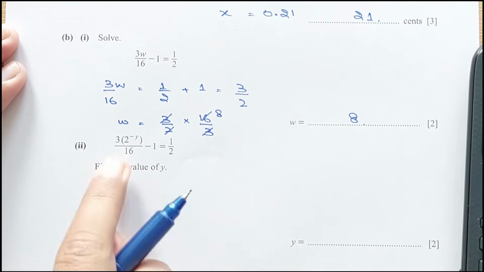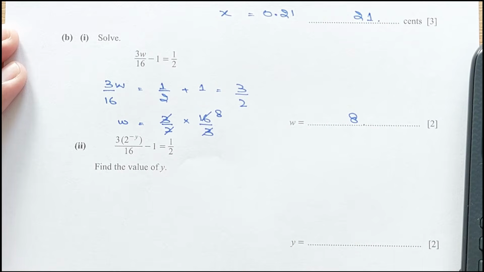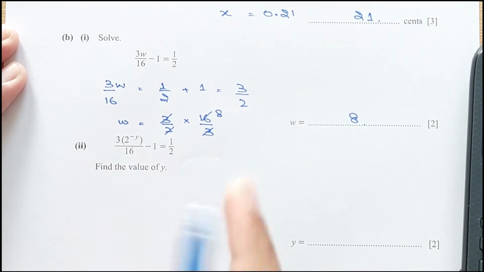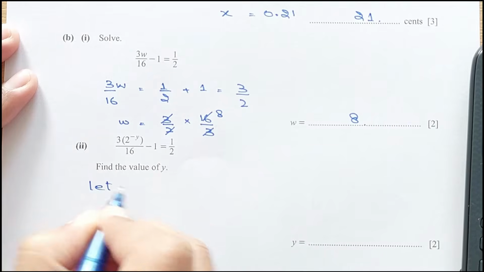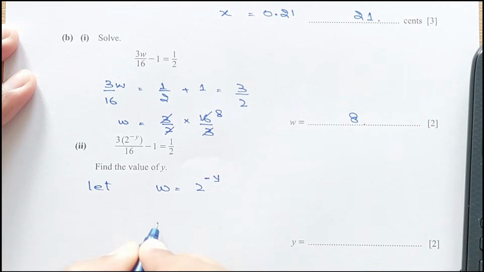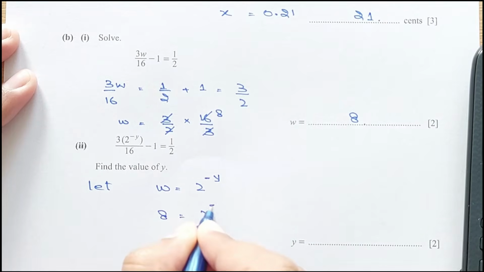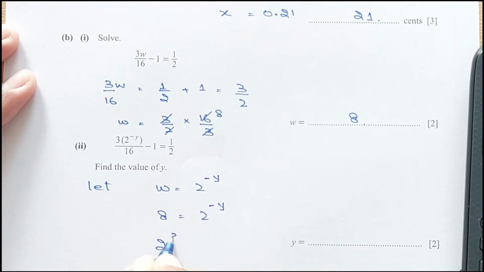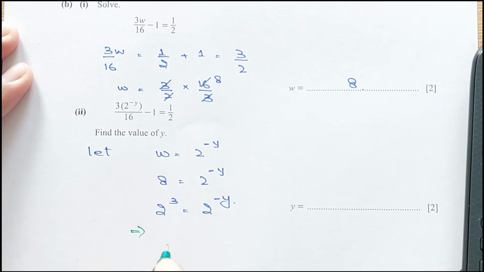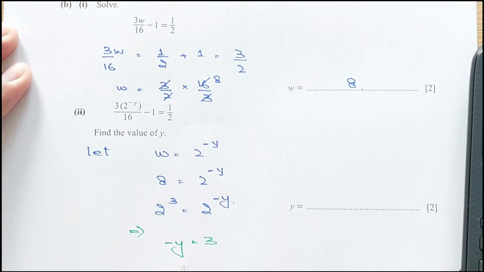Now for the second part, find the value of y. If we compare this with this equation, it is exactly the same, just W equals 2 to the power of minus y. We got W is 8. So 8 equals 2 to the power of minus y. What is 8? 8 is 2 cubed, which equals 2 to the power of minus y. Now the bases are the same, 2 and 2, so we can compare the exponents. Minus y is equal to 3. From here we can say negative y equals 3, and the y value is minus 3.